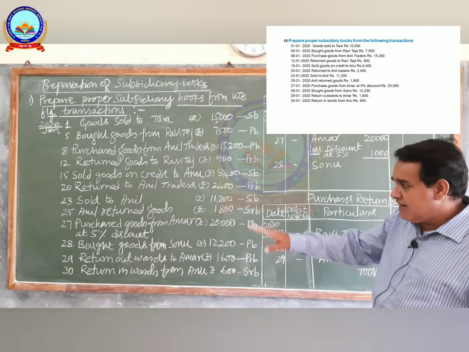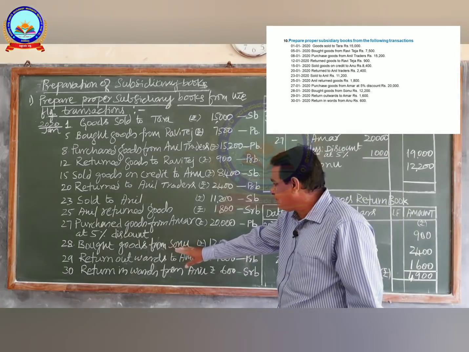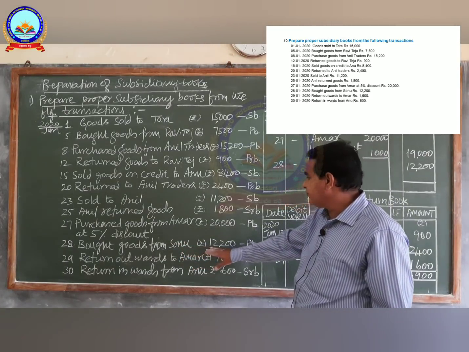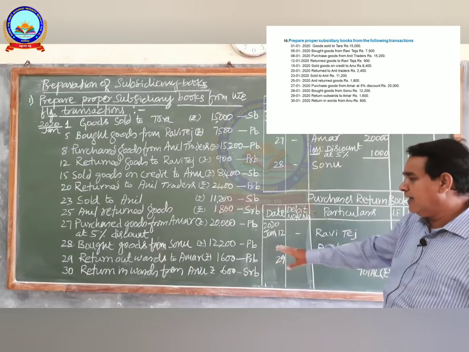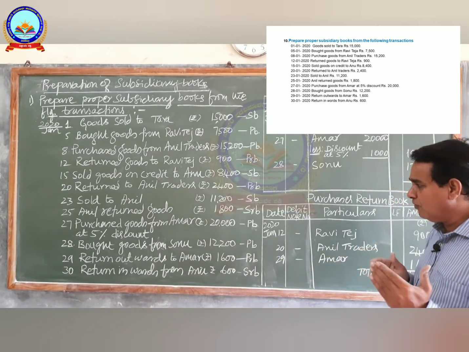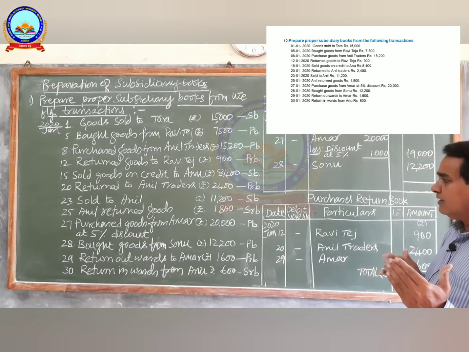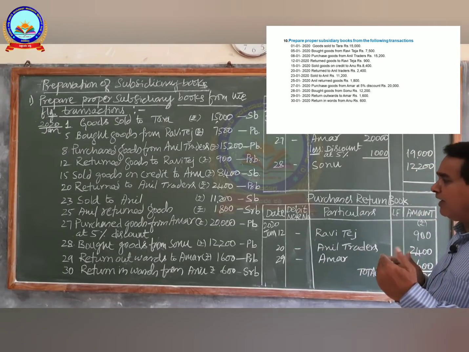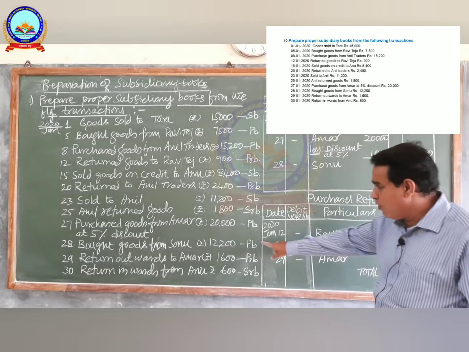On 28th, bought goods from Sonu, rupees 12,200. I mean, purchased the goods from Sonu, the supplier. This transaction is recorded in purchases book.